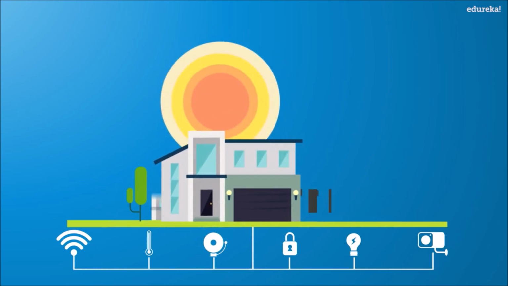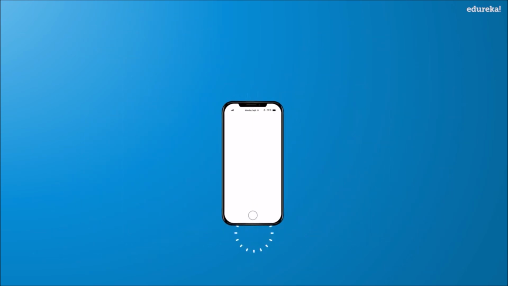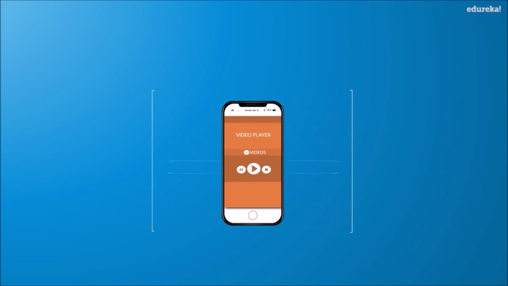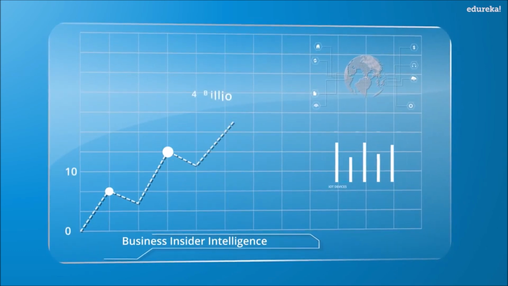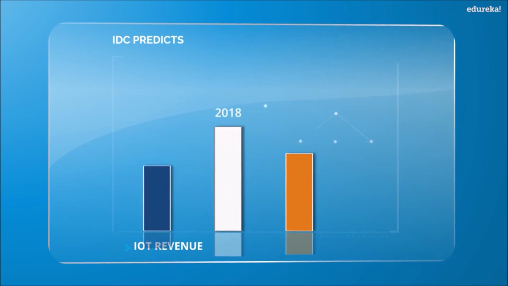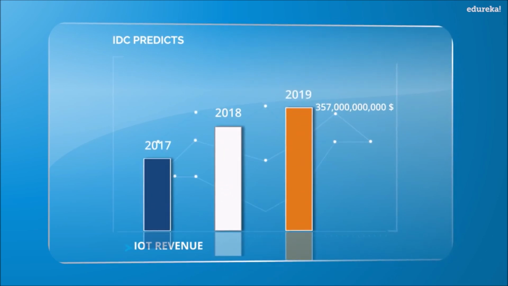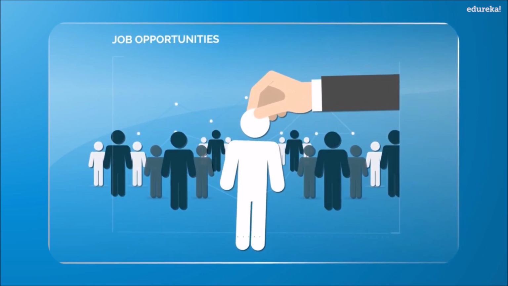We have smart appliances, smart cars, smart homes, smart cities, where IoT is redefining our lifestyle and transforming the way we interact with technologies. The future of the IoT industry is huge. Business Insider Intelligence estimates that 24 billion IoT devices will be installed by 2020, and IDC predicts that IoT revenue will reach around 357 billion in 2019, resulting in a lot of job opportunities in the IT industry.